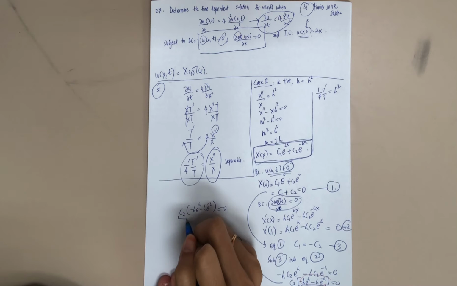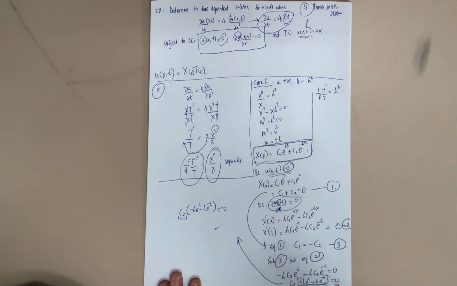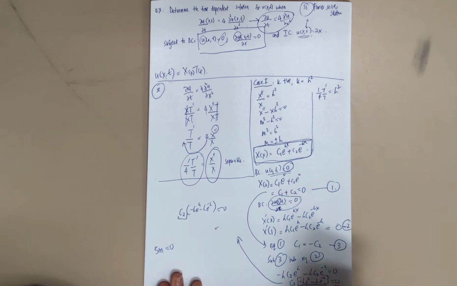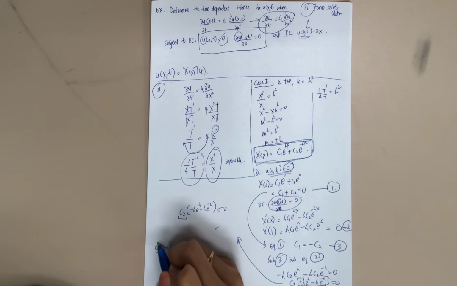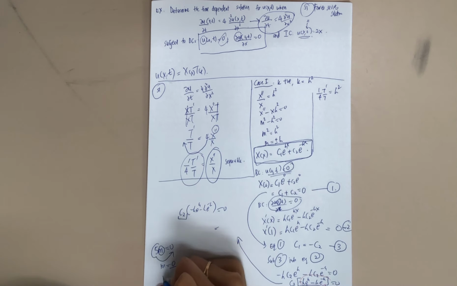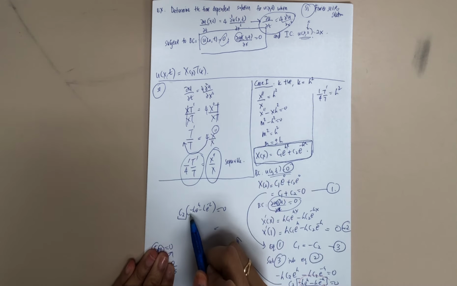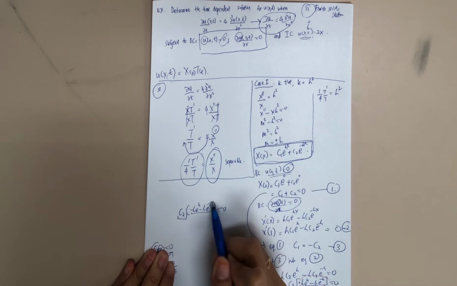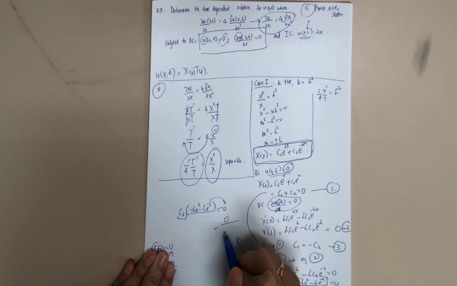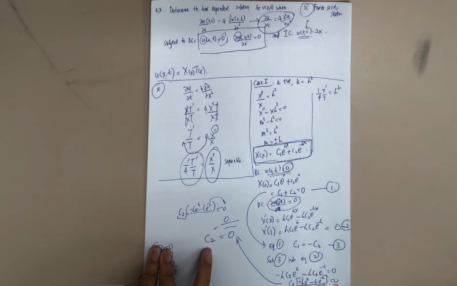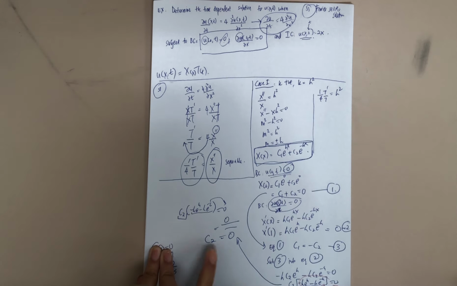So we want to have C2. For example, if you have 5m equal to 0, how do you get m? You bring this 5 to this side, is it? m equals 0 over 5, so that's why you get m equal to 0. It's the same thing. So we bring all this to this side. Therefore 0 over all of this is equal to 0. Therefore your C2 is equal to 0.